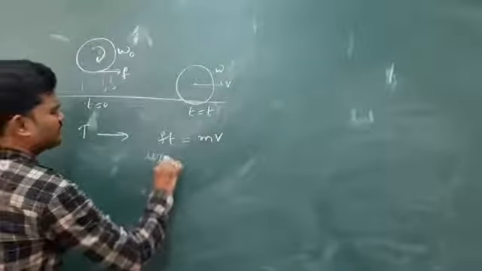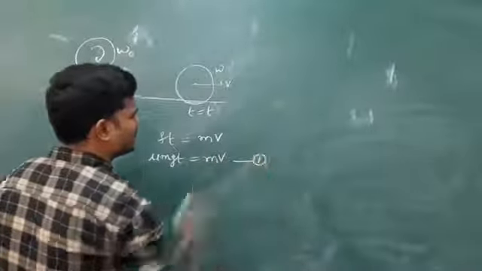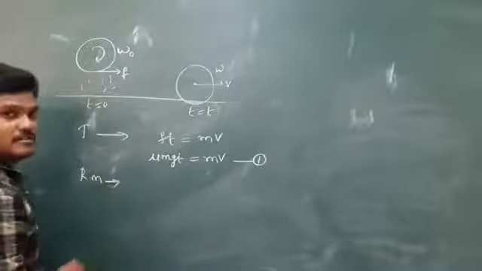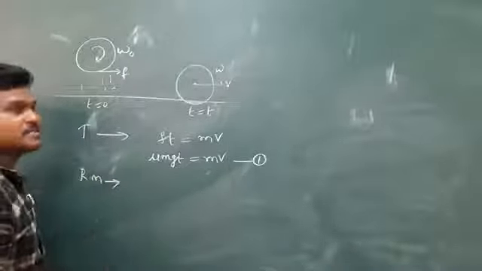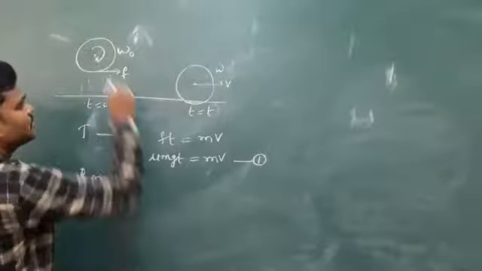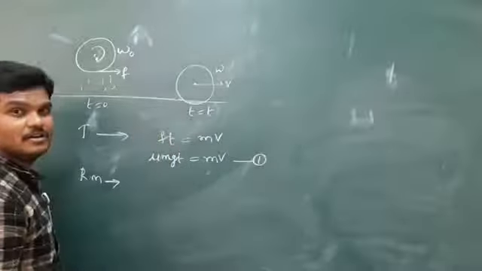Force, nothing but this is mu mg, which is equal to mv. That's one equation. And write the rotational motion equation. Rotational, nothing but due to the frictional force there will be a torque. Torque, nothing but tau into t, which is equivalent to I omega.